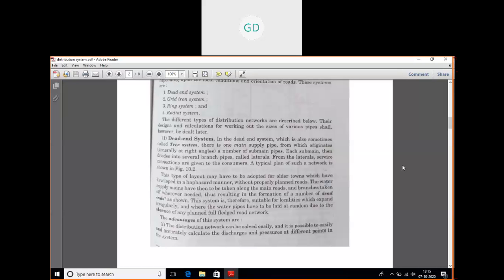The dead end system is adopted in older towns and cities which have already been developed in a haphazard manner. That means there are no planned roads or streets. They have already been developed, and they are older towns. So for those types of towns and cities, the dead end system was adopted.